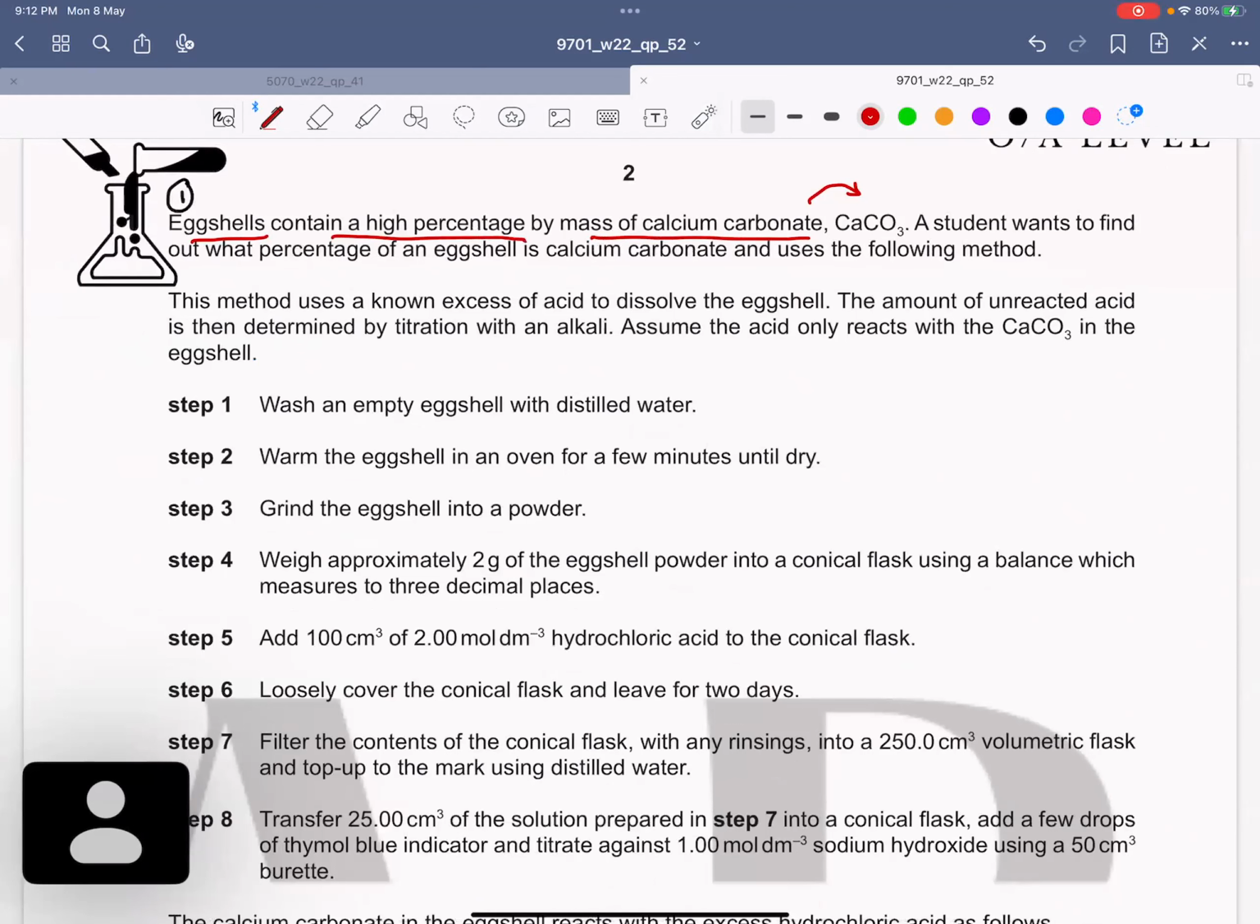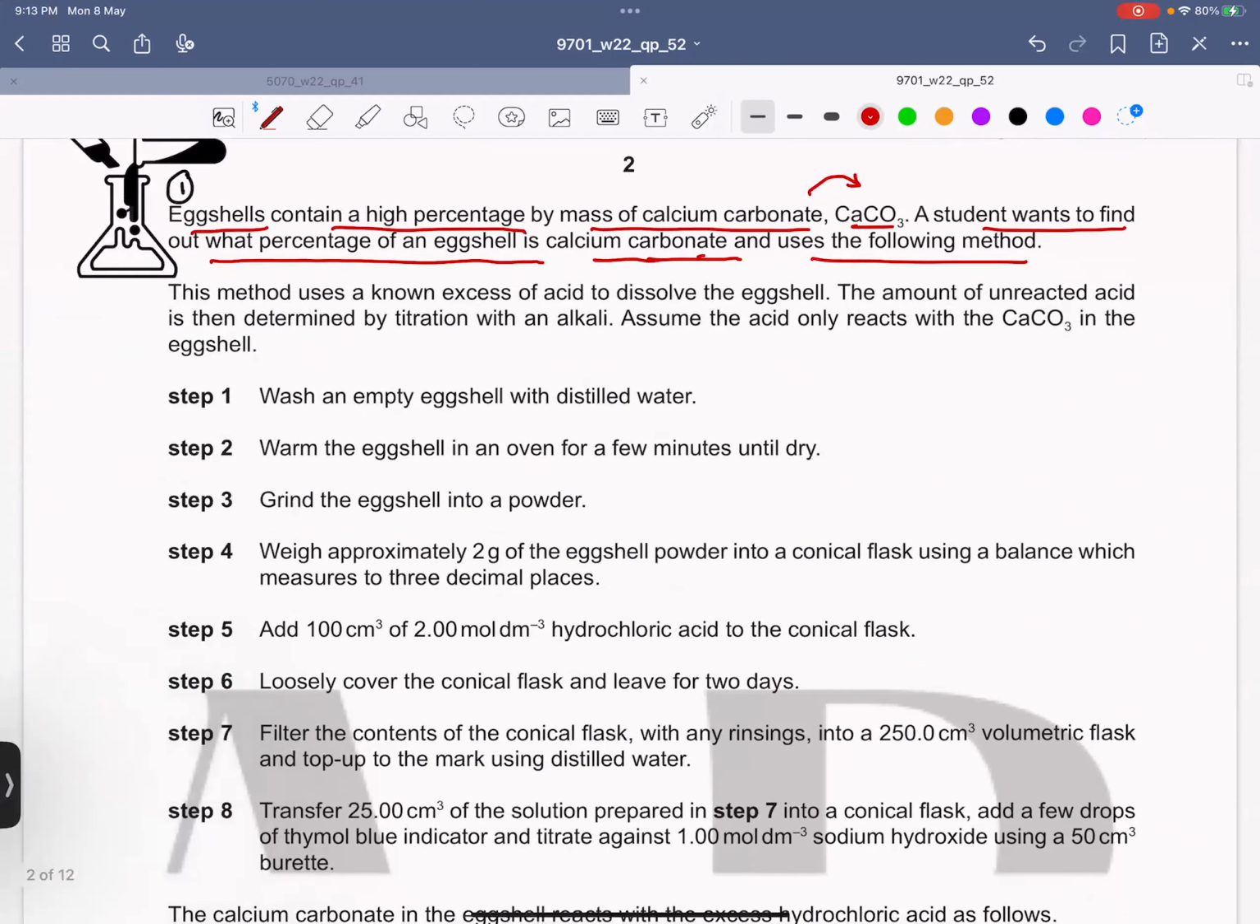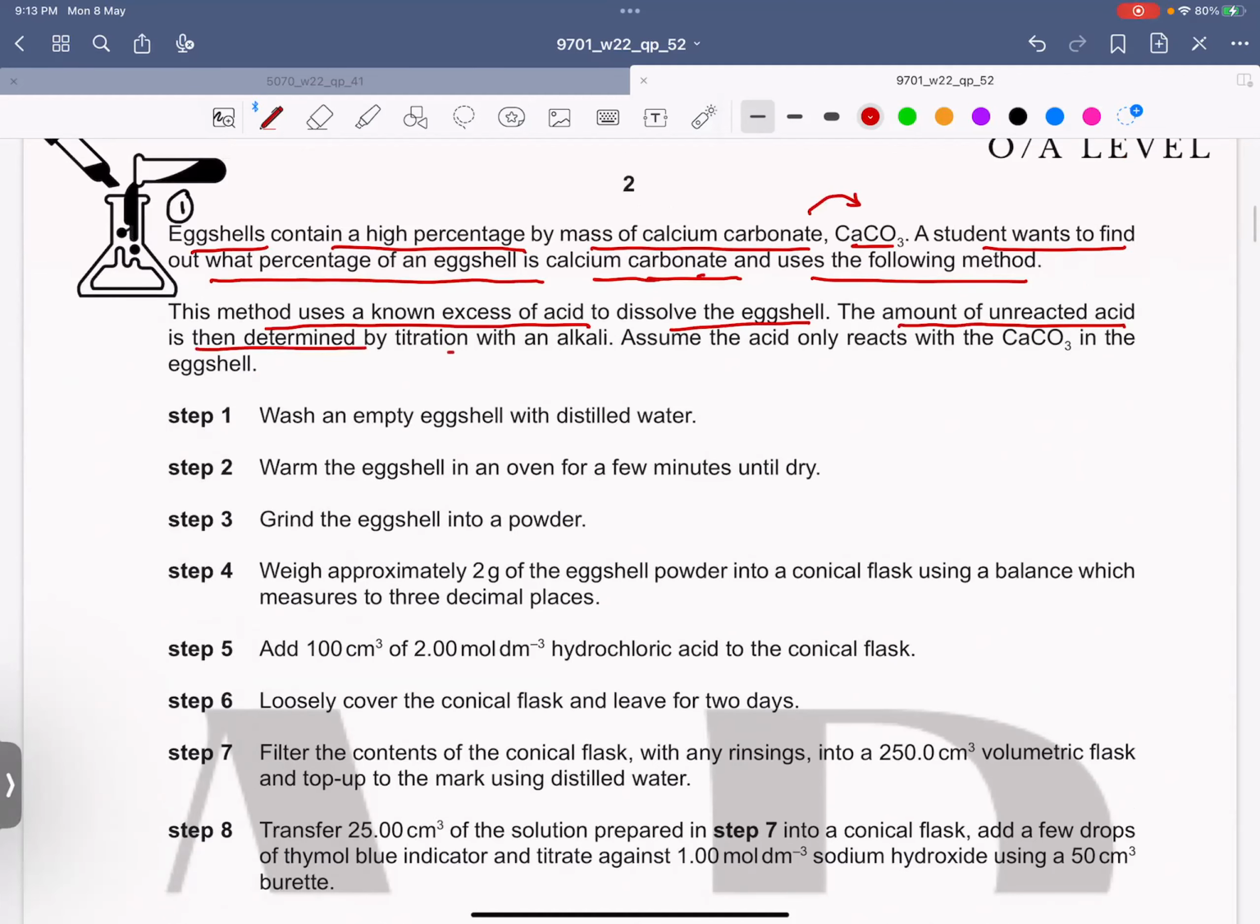Yes. So eggshells contain a high percentage by mass of calcium carbonate, CaCO3. A student wants to find out what percentage of an eggshell is calcium carbonate, and uses the following method. Okay, so here there is a method. The method uses a known excess of acid to dissolve the eggshell. Yes, because it has calcium carbonate, so it would react with the calcium carbonate, forming a salt, water and carbon dioxide. The amount of unreacted acid is then determined by titration with an alkali.